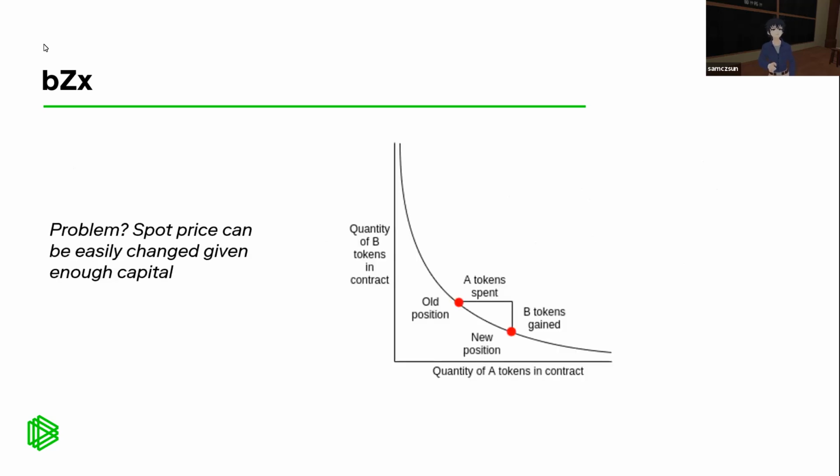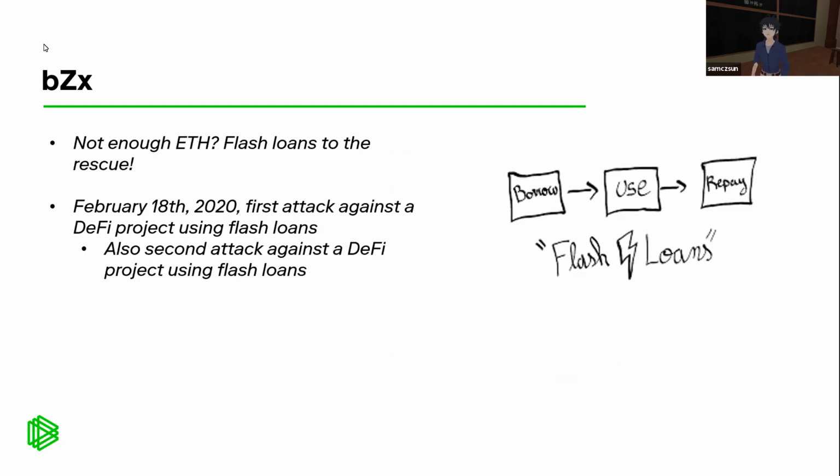Now, the problem here is that, of course, the spot price on Uniswap can be changed very easily. It can also be changed extremely dramatically if you have enough capital. And that's just the way that Uniswap works. Like every time you buy something, you're changing the price. But of course, not everyone has 50,000 Ether laying around. So if you don't have enough capital, just get a flash loan. And in fact, that's what someone did.